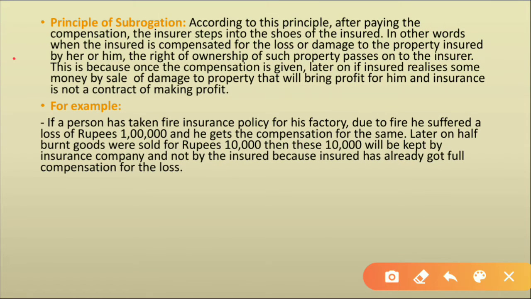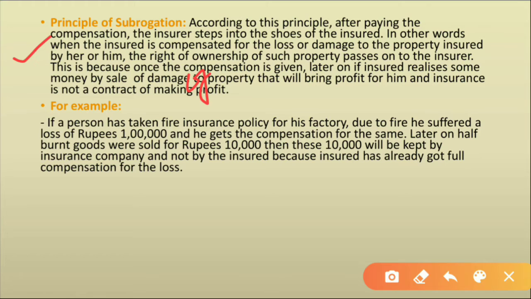Now the next principle is the principle of subrogation. See the explanation. According to this principle, after paying the compensation, the insurer steps into the shoes of the insured. In other words, when the insured is compensated for loss or damage to the property insured by her or him, the right of ownership of such property passes on to the insurer. This is because once the compensation is given, later on if the insured realizes some money by sale of the damaged property, that will bring profit for him, and insurance is not a contract of making profit.